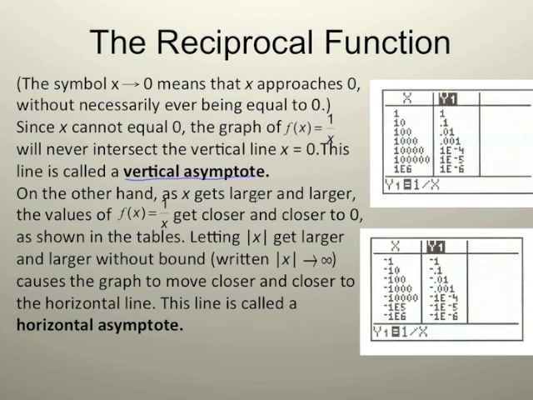On the other hand, as x gets larger and larger, the values of 1 over x get closer and closer to 0. So we're letting the absolute value of x get larger and larger without bound. Here we're letting x keep getting bigger and bigger. The y values are getting smaller and smaller, causing the graph to move closer and closer to the x-axis, and this is called a horizontal asymptote.